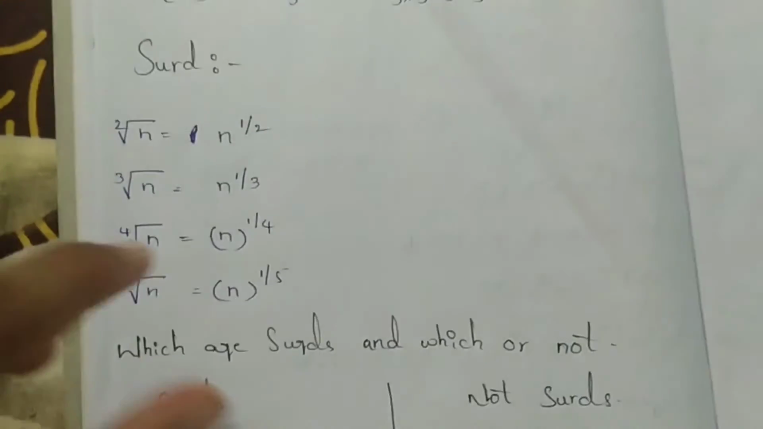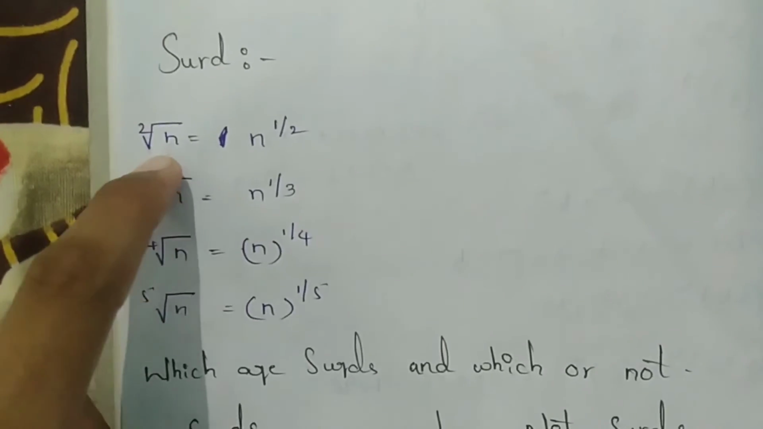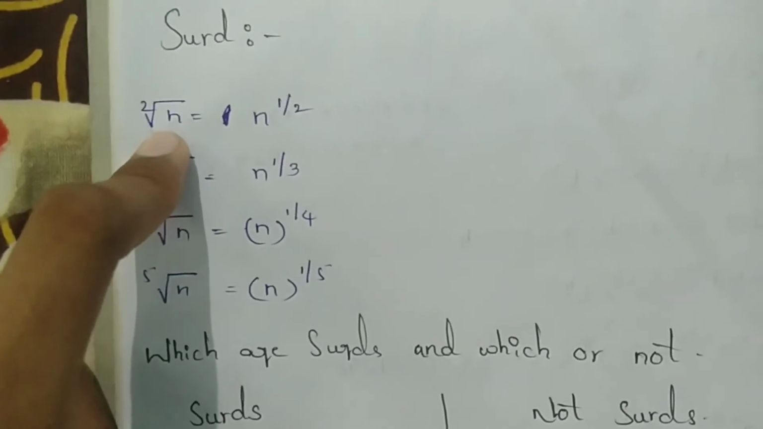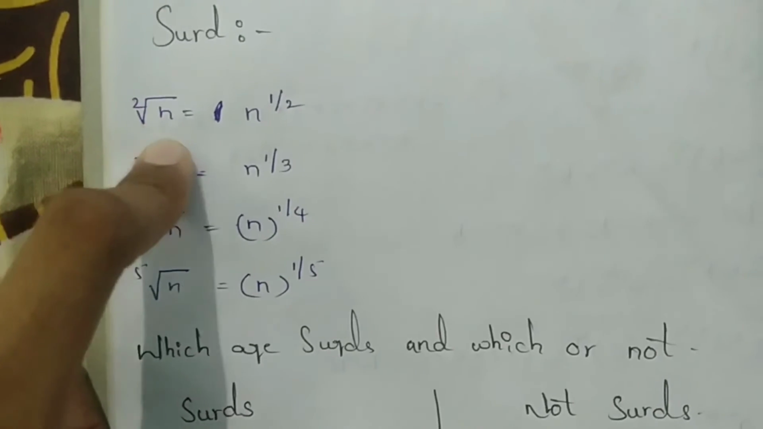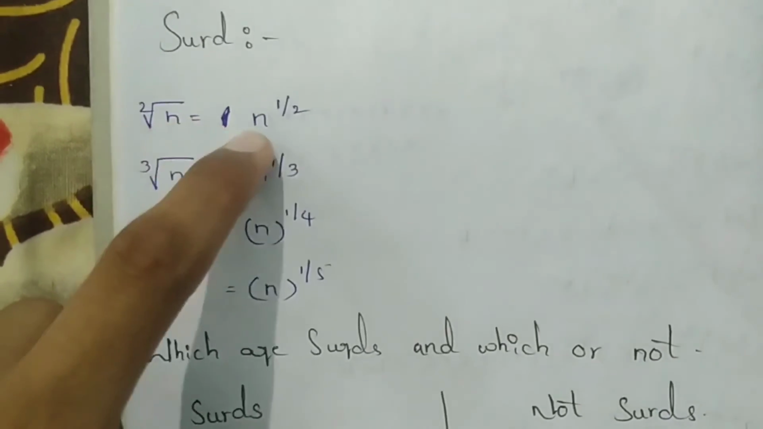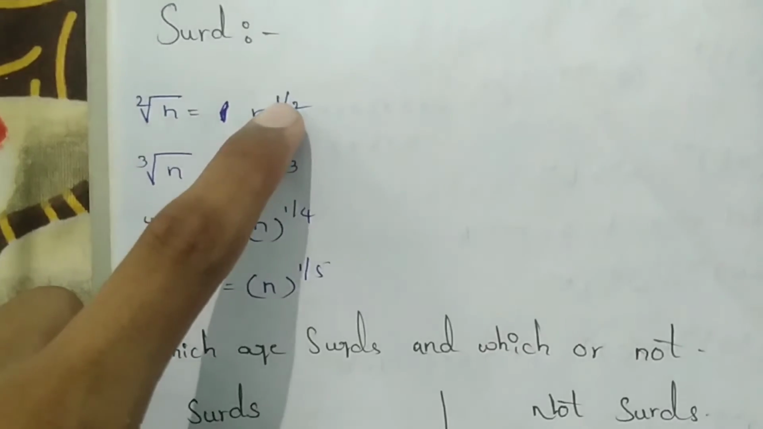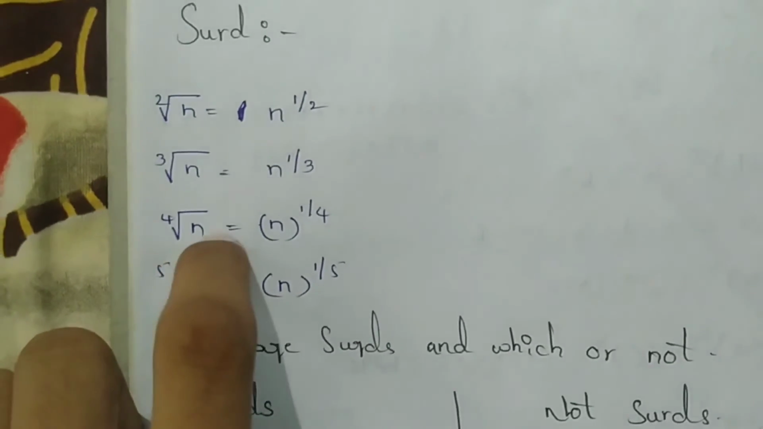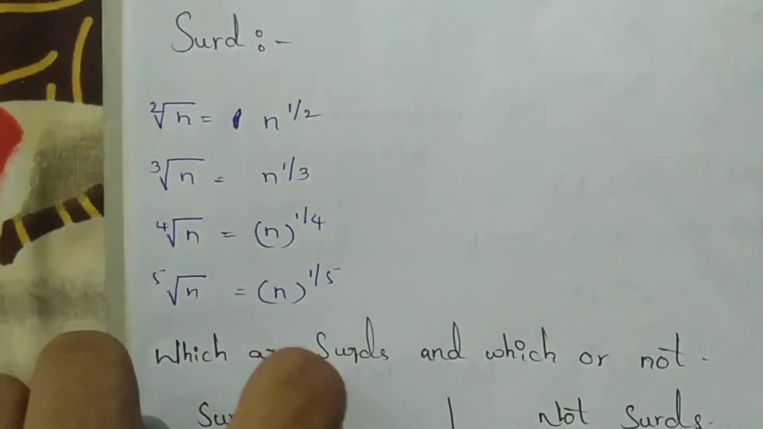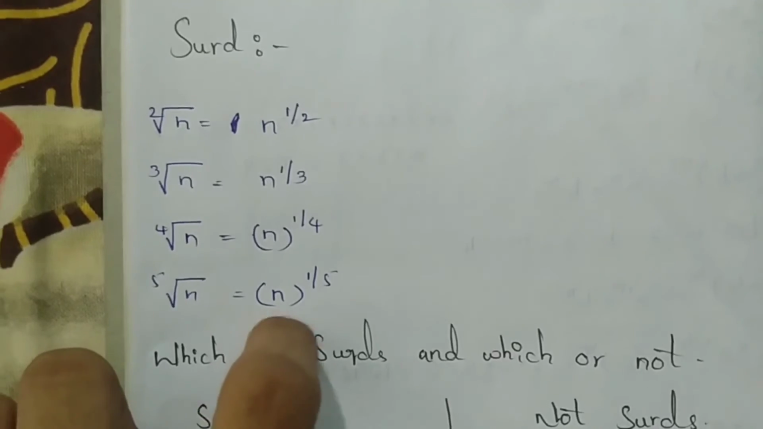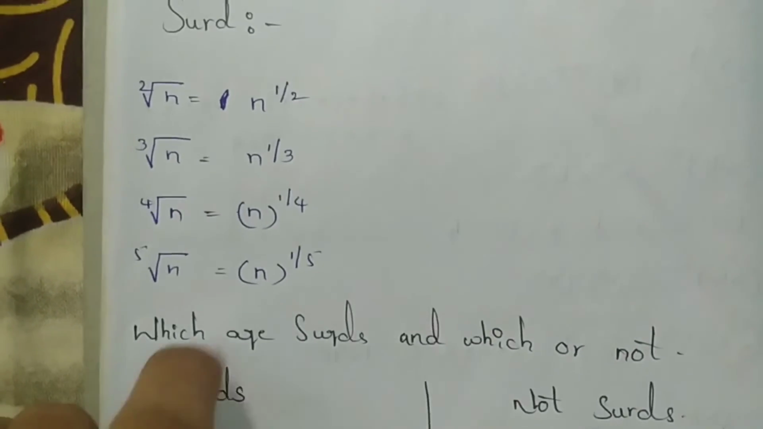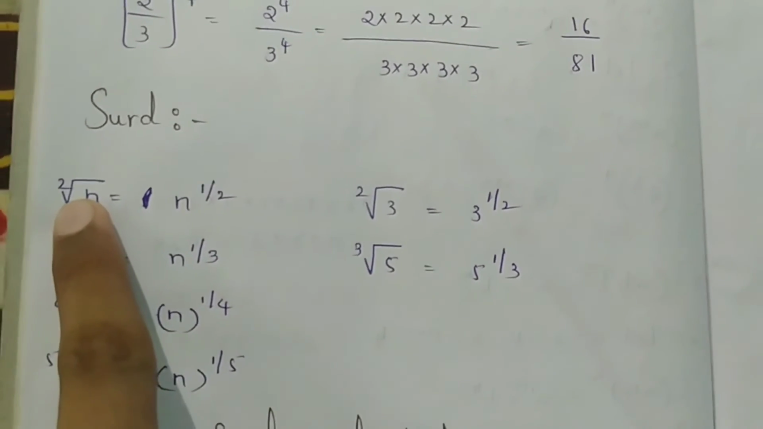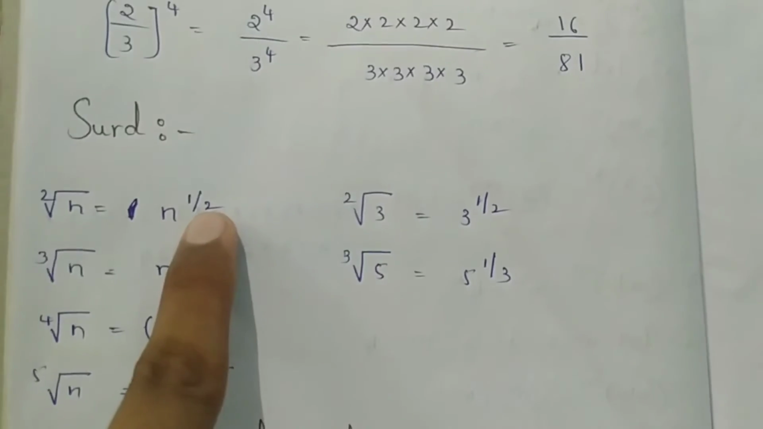What is surd? See here, how can we write nth root of n? If we send the root to the power side, it will be written like this: n power 1 by 2. If it is 3, it means n power 1 by 3. If it is 4, it means n power 1 by 4. If it is 5, it means n power 1 by 5. Like this, the 2nd root of n means nothing but n power 1 by 2.